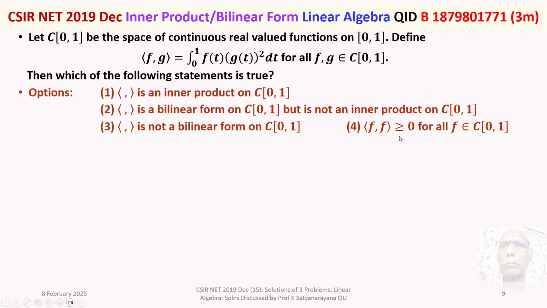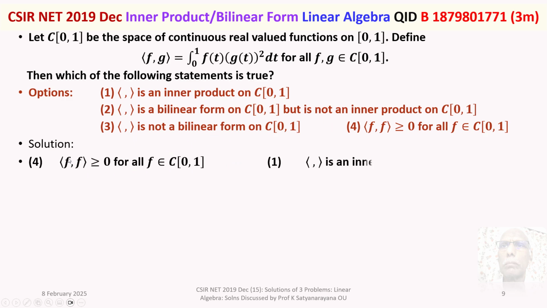Means to say, is the condition of positivity in the definition of the inner product satisfied? That's the question of option 4. Right. Let's now discuss the solution of the problem in detail. We first take option 4, that is bracket f comma f greater than or equal to 0 for all f belonging to C01. And we also consider option 1, bracket is an inner product on C01.